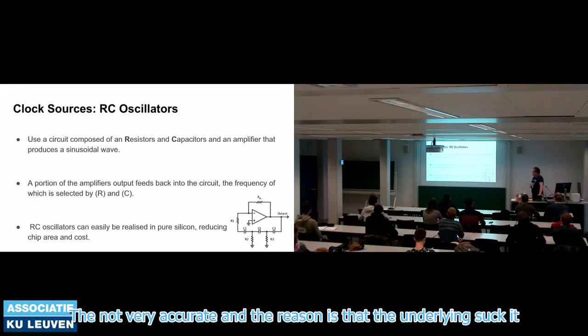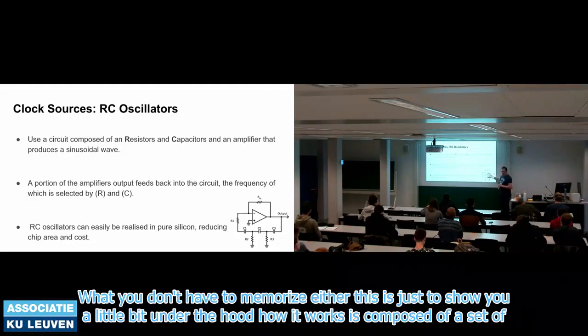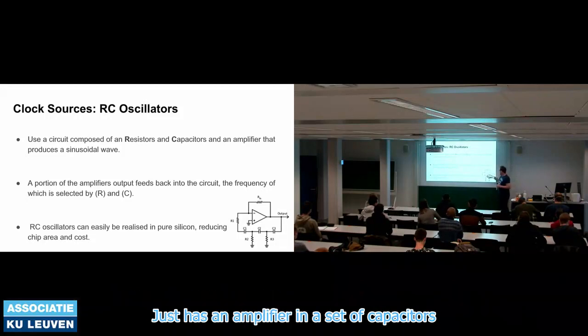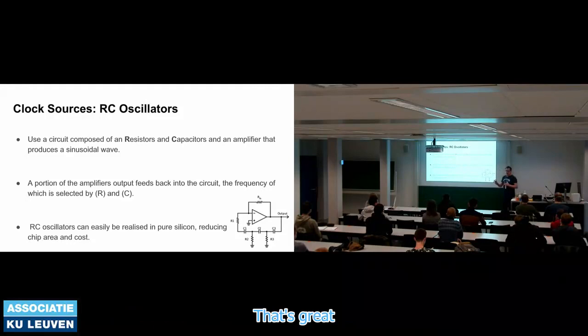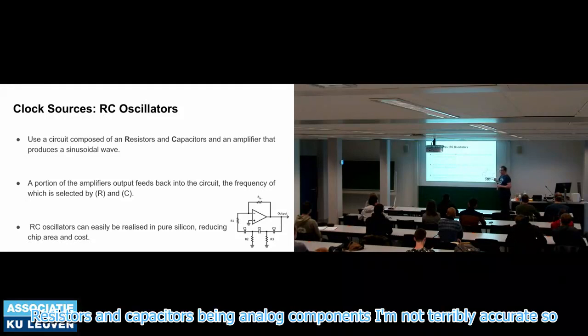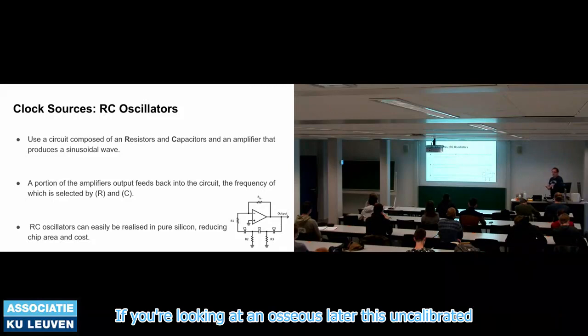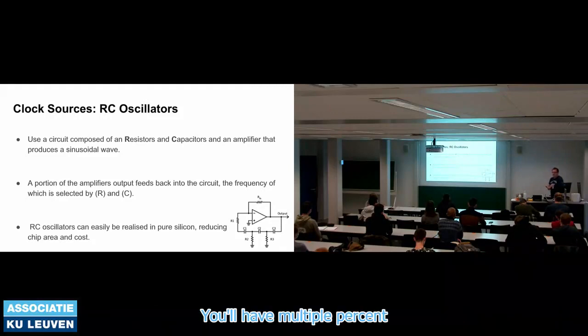Typically, they're not very accurate, and the reason is that the underlying circuit, which you don't have to memorize either, this is just to show you a little bit under the hood how it works, is composed of a set of resistors, an amplifier, and a set of capacitors, which are arranged to give you this oscillating signal. That's great, but resistors and capacitors being analog components are not terribly accurate. So if you're looking at an RC oscillator that's uncalibrated, you'll have multiple percent inaccuracies.